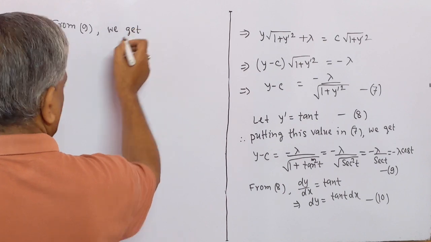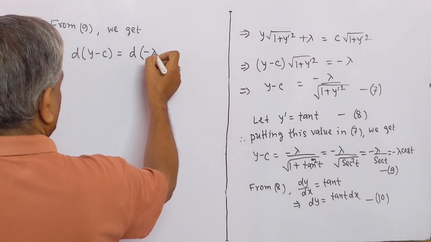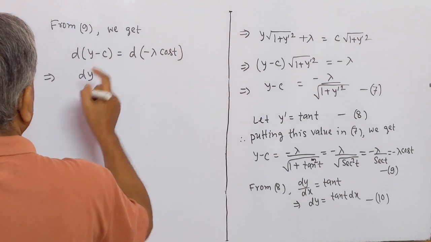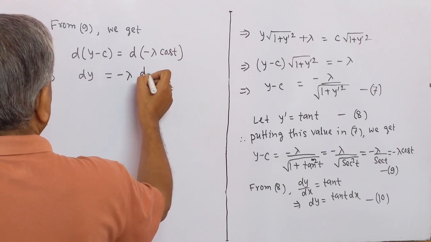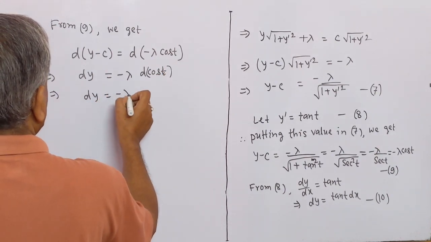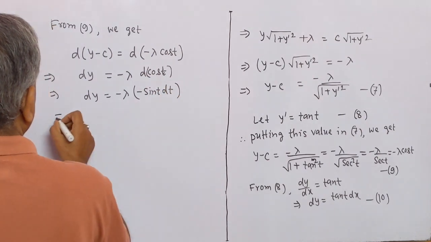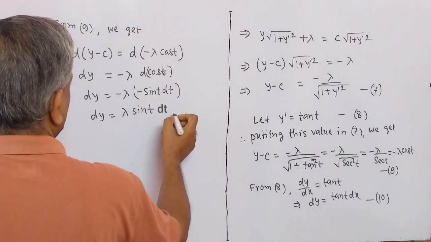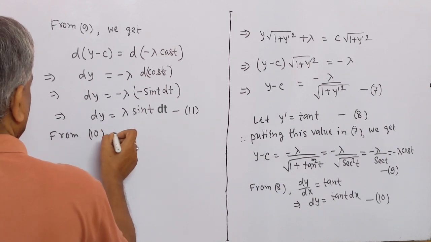From 9, we get d of y minus c equal to d of minus lambda cos t implies that dy, d of the constant is 0, minus lambda d cos t implies that dy equal to minus lambda, this is minus sin t dt, implies that dy equal to lambda sin t dt. This is number 11.